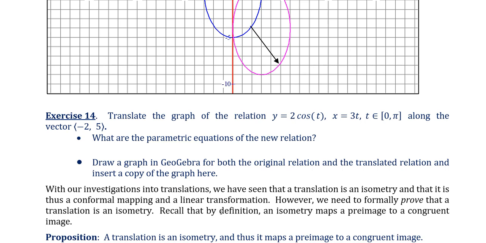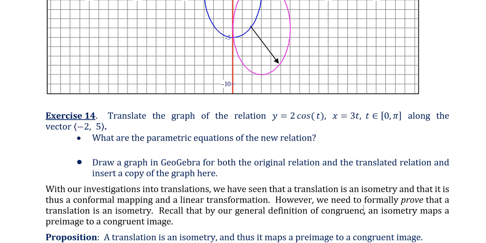By our general definition of congruence, an isometry maps a preimage to a congruent image. So here's our proposition. A translation is an isometry, and thus it maps a preimage to a congruent image. So what do we have to prove? We have to prove that if you have a line segment and you translate it, you're going to end up with a congruent line segment. We can use any of the propositions that we've got in geometry so far to help us with that.